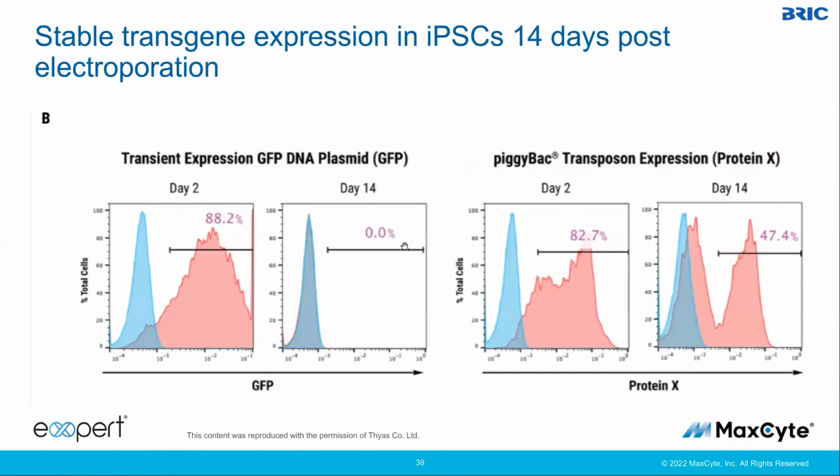models. So early on the optimization, they found that if you express GFP DNA plasmid, you can get like 90% expression. After 14 days, this is not integrated, it's only transiently expressed. So the expression drops to 0%. And then with the DNA transposon, they were getting 82% at day 2. And by day 14, they were getting stable integration of about 47%.